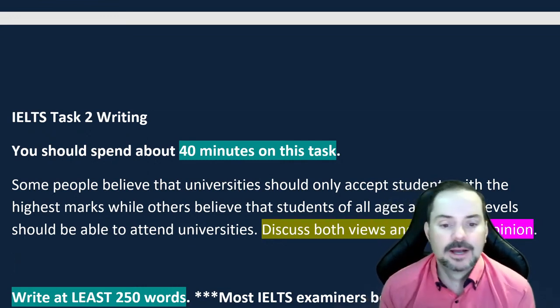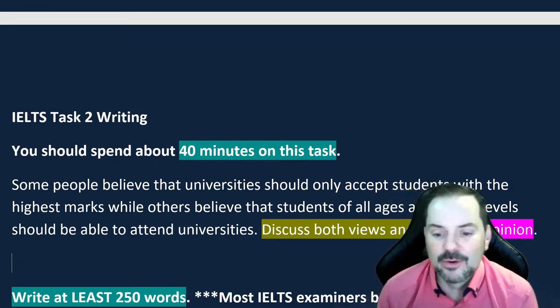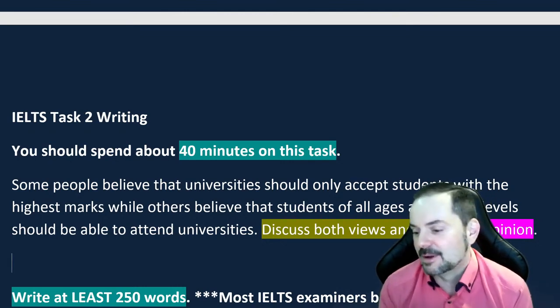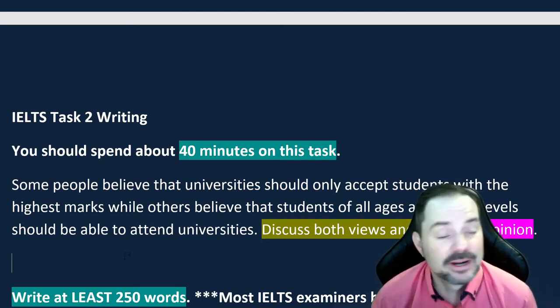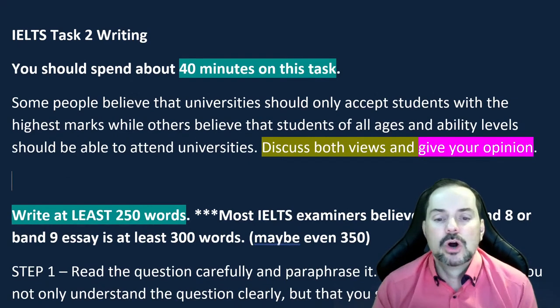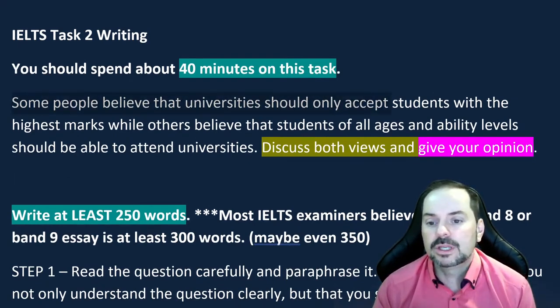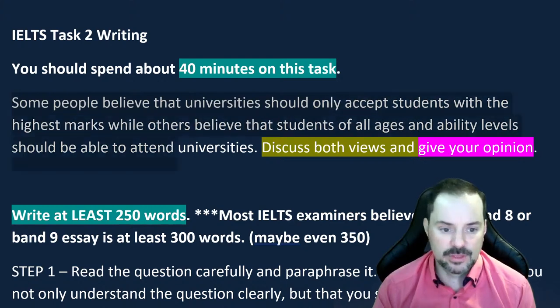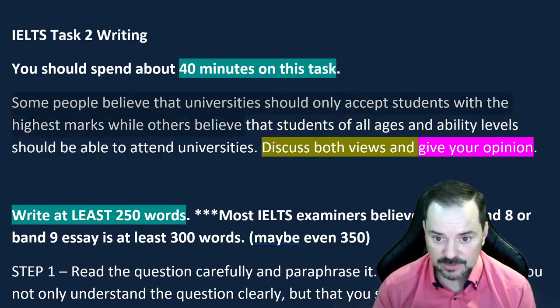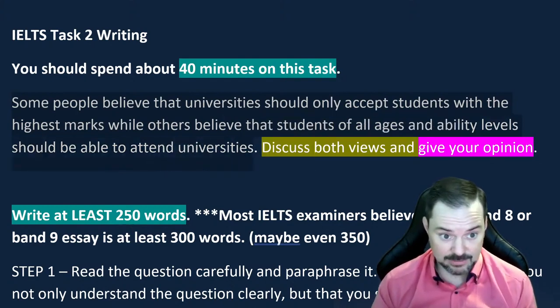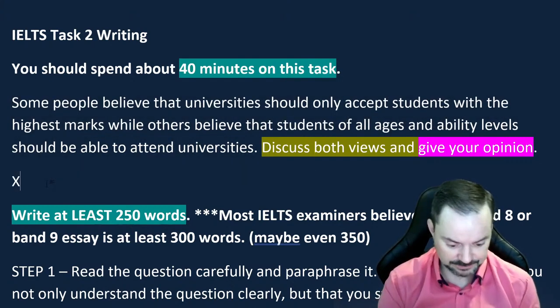All right, so Amrit is like, well, let's just get going on this paraphrasing. I'm going to do the same, Amrit, and then we'll look at your paraphrasing, okay? So here we go. Some people believe that universities should only accept students with the highest marks, while others believe that students of all ages and ability levels should be able to attend university.